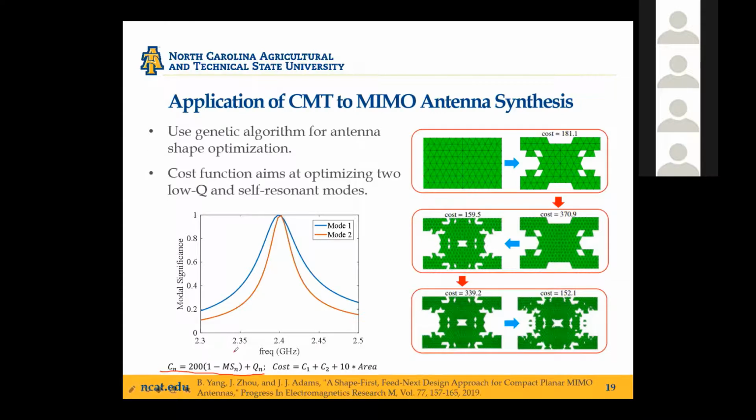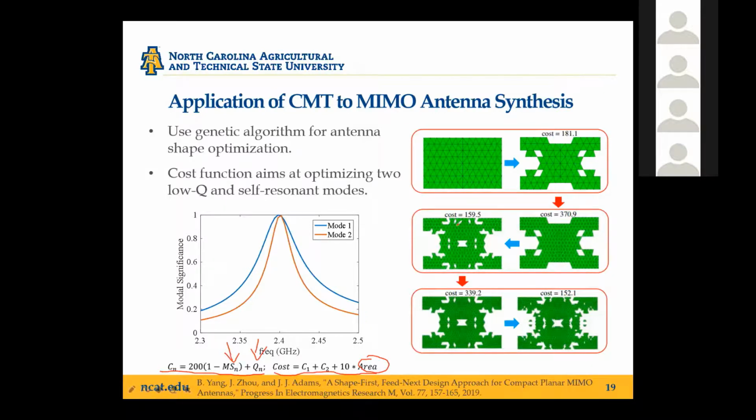All the terms we added are just modal significance, which you can directly calculate from eigenvalues, and the Q factors, which you can directly calculate from the current distribution. And in this, the total cost is essentially, in this case, I consider 2 modes, so I added 2 modes in the cost, and I added area here because I want to minimize the area occupied as well.